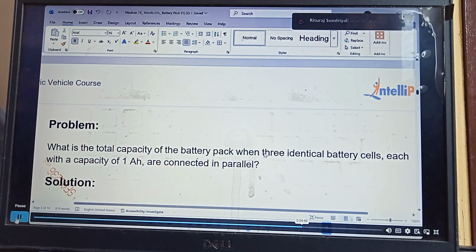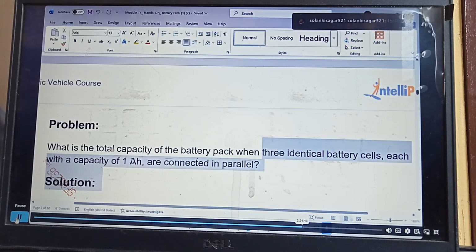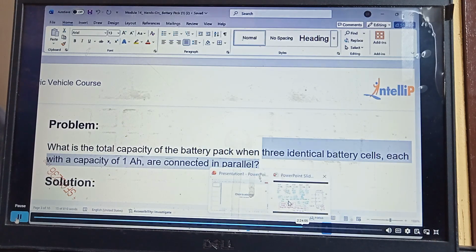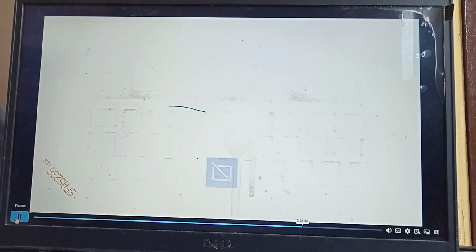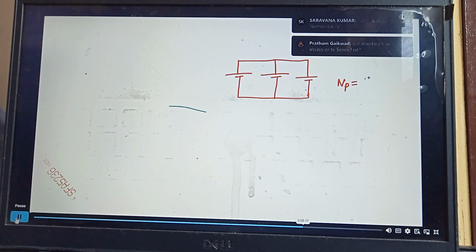If you read the question, three identical cells, each 1 Ah, are connected in parallel. So three cells are connected in parallel. How does it look like? There are only three cells, and they are connected in parallel. That means it looks like this: one cell, two cell. So how many NP, number of parallel strings?